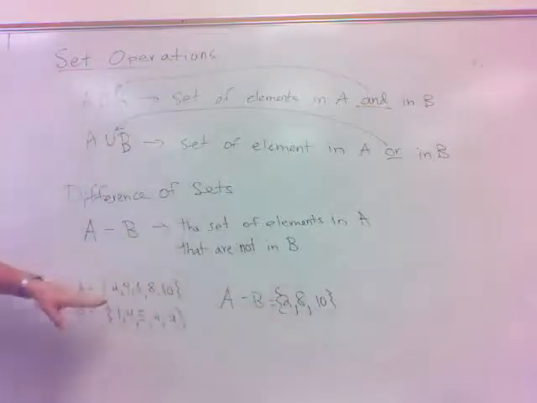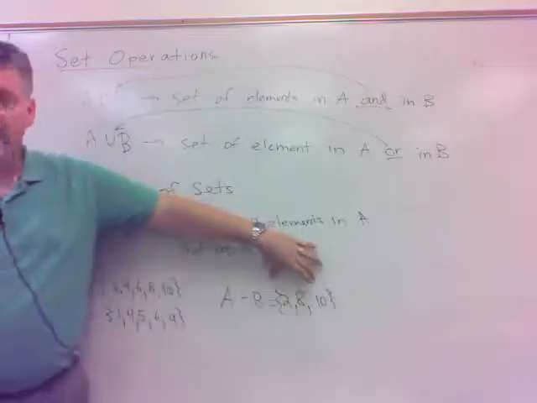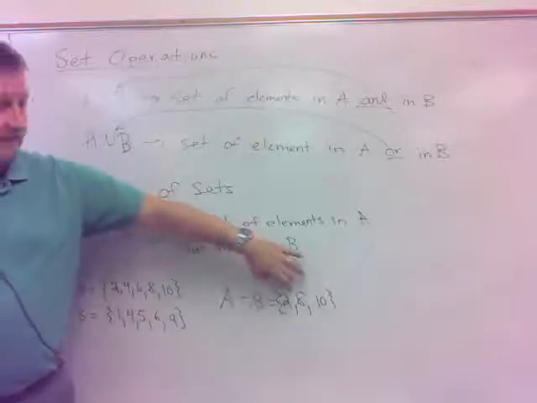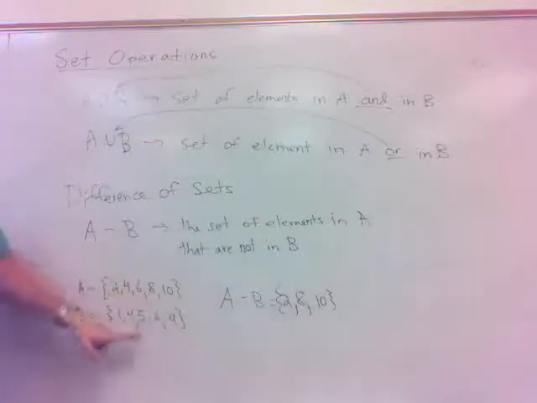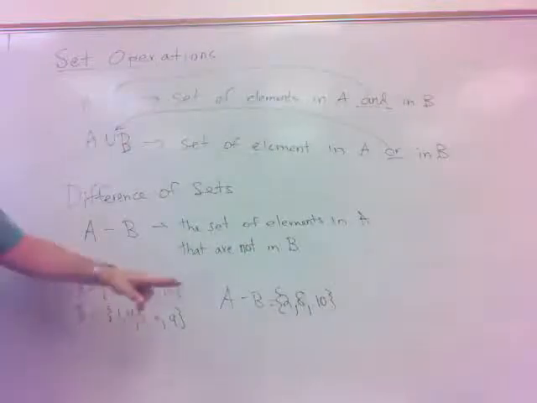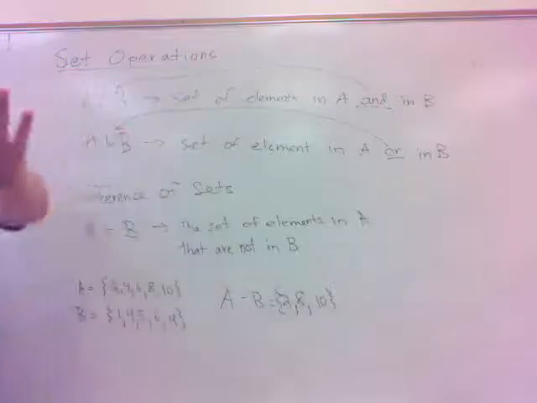Do you see that? Because those are the elements of A that are not in B. 2, 8, and 10 are in A, they're not in B. I don't include 4 and 6 because 4 and 6 are in B. I want this set to be, okay. So that's what it is.